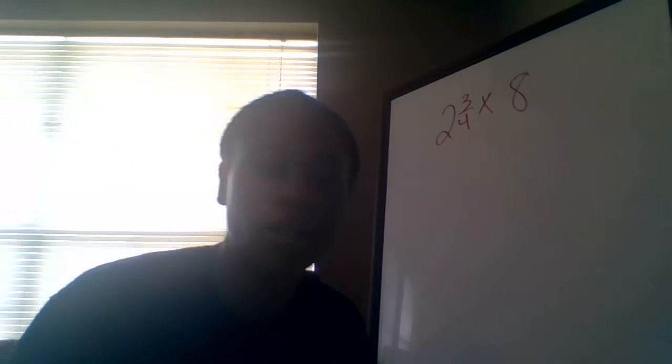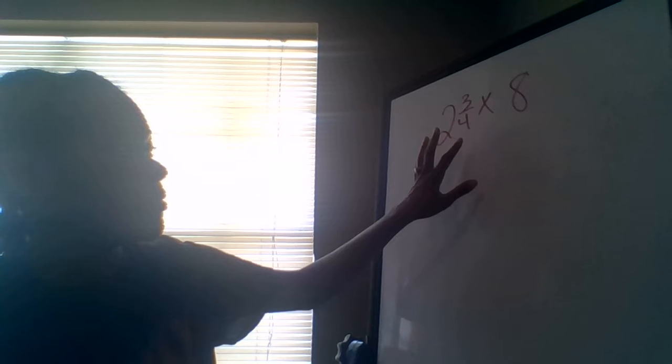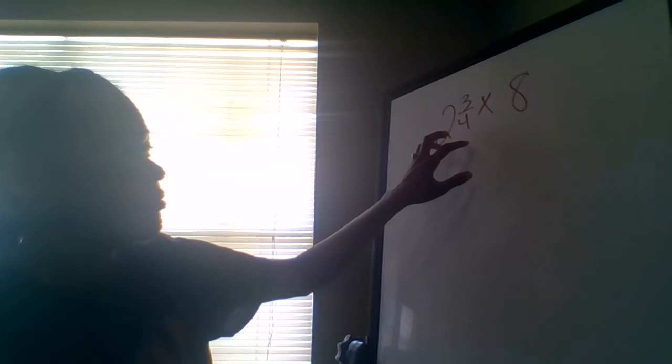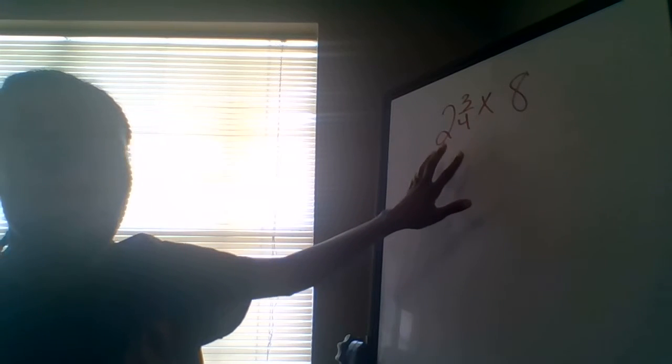This is number 17, EnVision's book, page number 22. So, multiplying a fraction or a mixed number by a whole number. The only way you can multiply fractions is to multiply the numerator times the numerator.